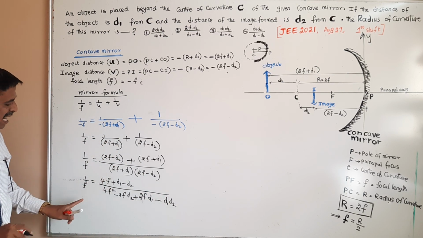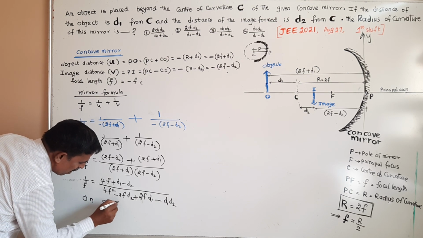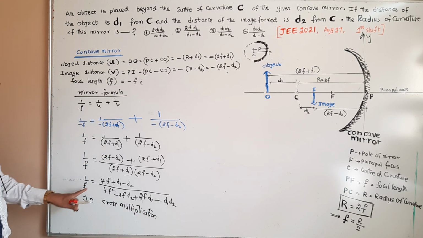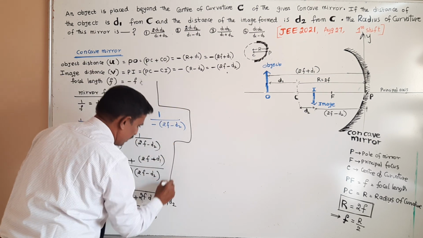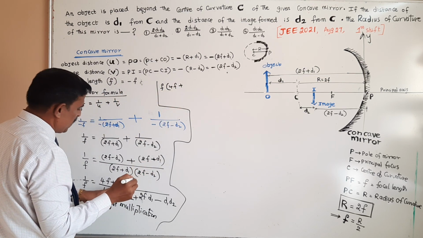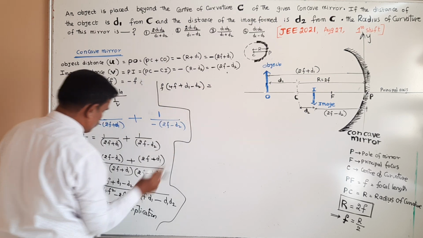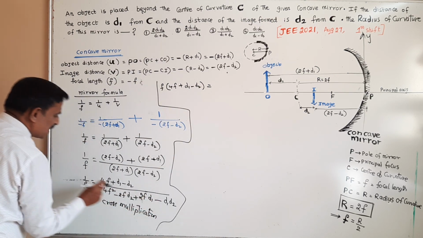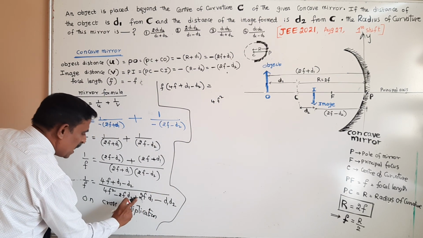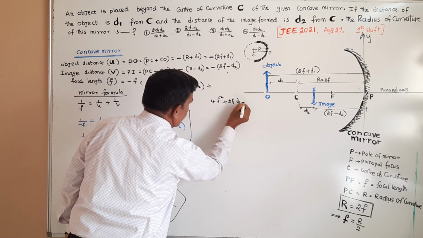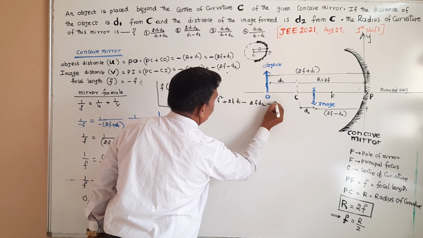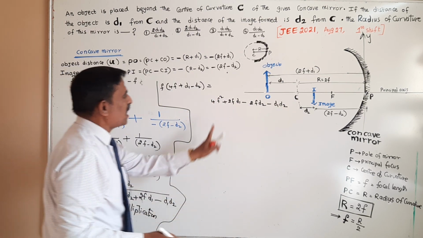Now on cross multiplication, f into this one: f into (4f + d1 - d2) is equal to the total term into this one: 4f square plus 2f d1 plus 2f d1 minus 2f d2 minus 2f d2 minus d1 d2. These are the 4 terms.